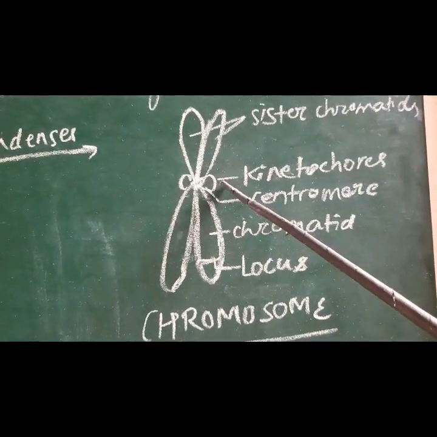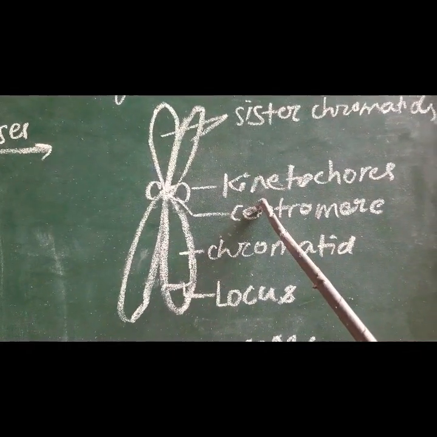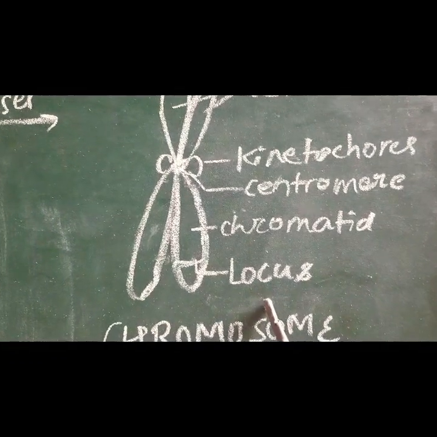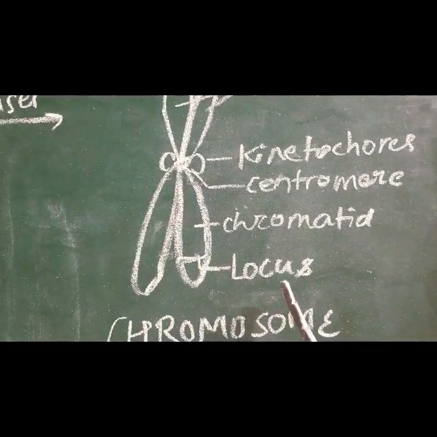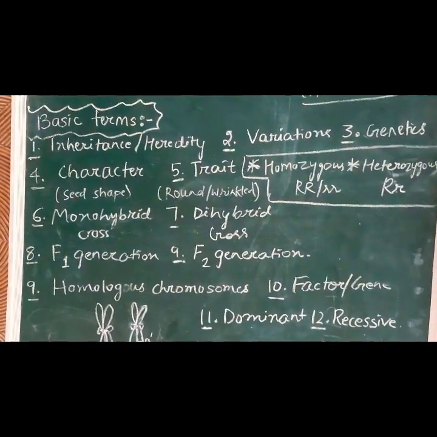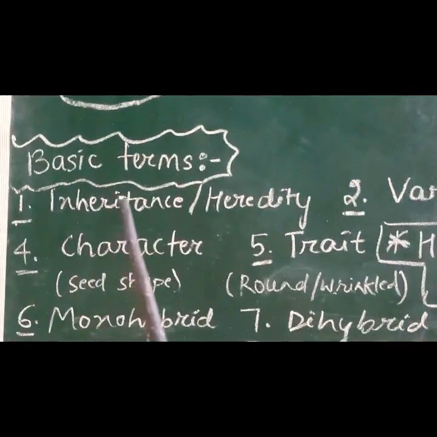The hook-like structure present on the sides of chromosome, which helps in the spindle fiber attachment during cell division, and a point called locus. At locus, a gene is present, or many genes could be present on a similar locus. Terms involved in inheritance or genetics are as follows. We will start with the first one, that is inheritance.